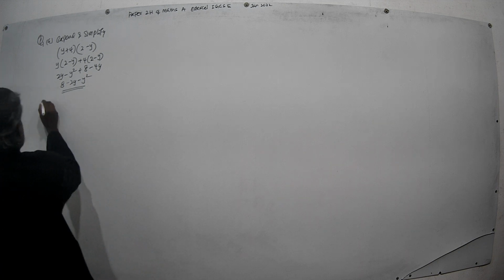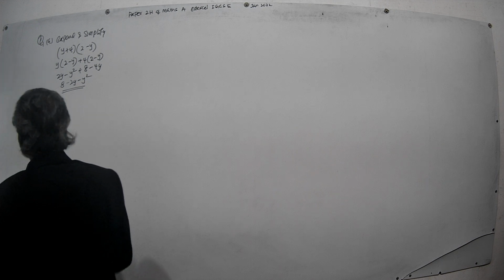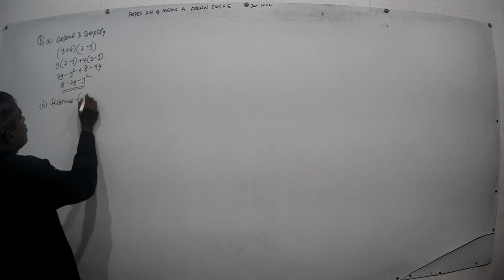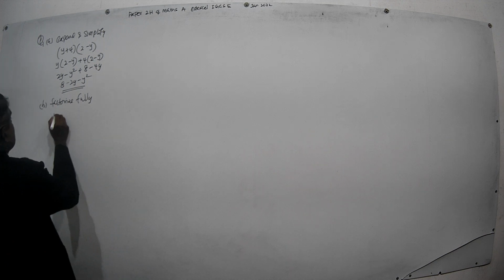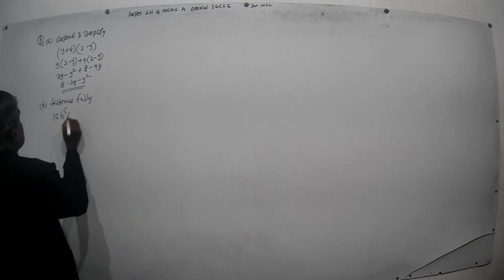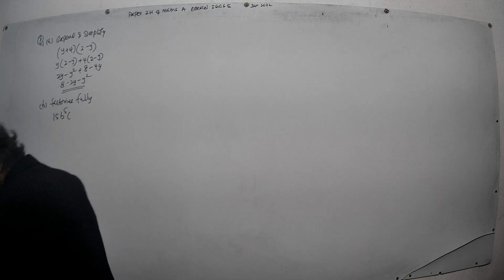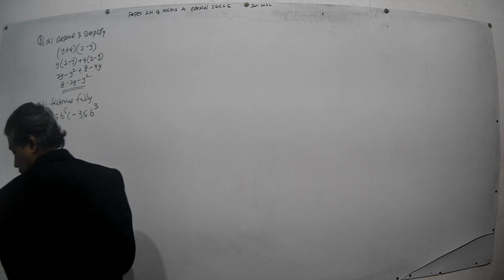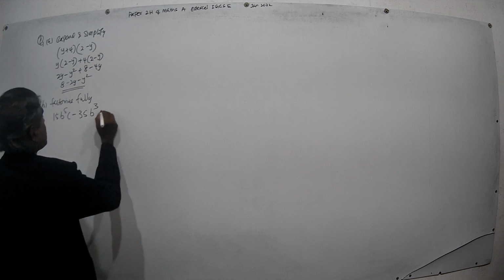Then B. What do they say? Factorize fully. What is to be factored? 15b to the power 5c minus 35b to the power 3c to the power 9.